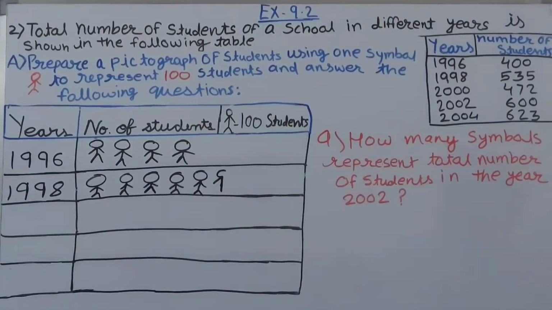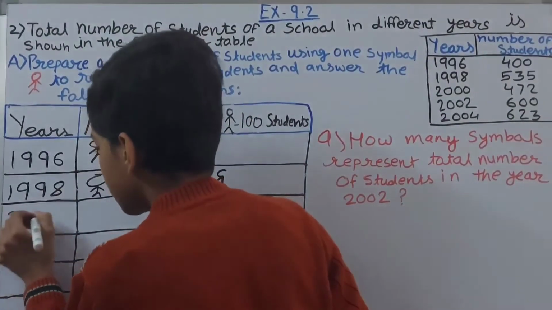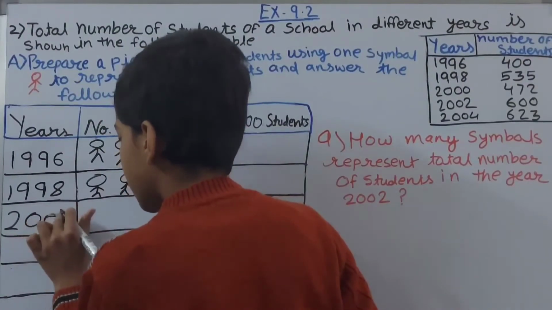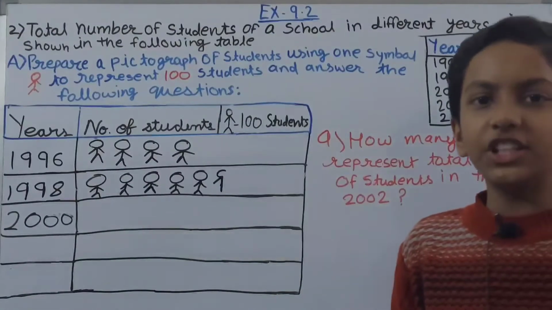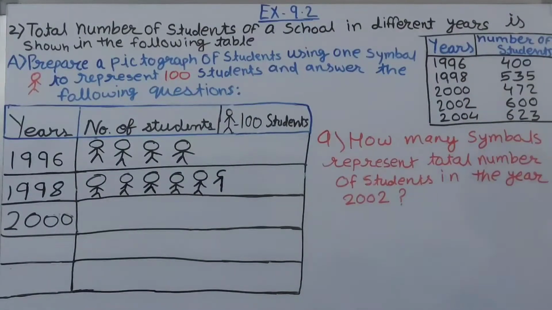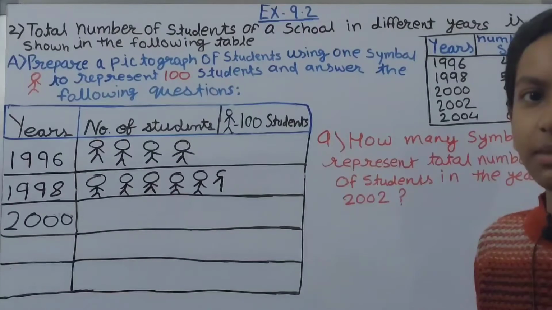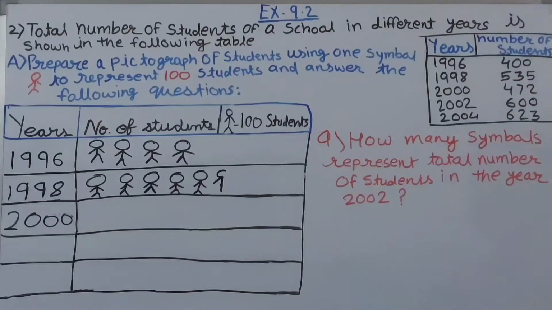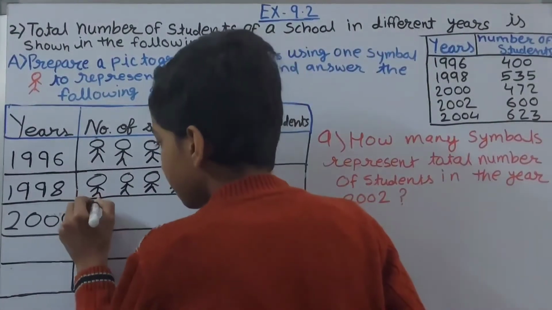Now friends, the next year over here is 2000. So let's start making for 2000. Three zeros in 2000 here. And there are 472 students in the year 2000. For 472, we can make 4 complete symbols that will represent 400 students. So first, let's make the 4 complete symbols over here.